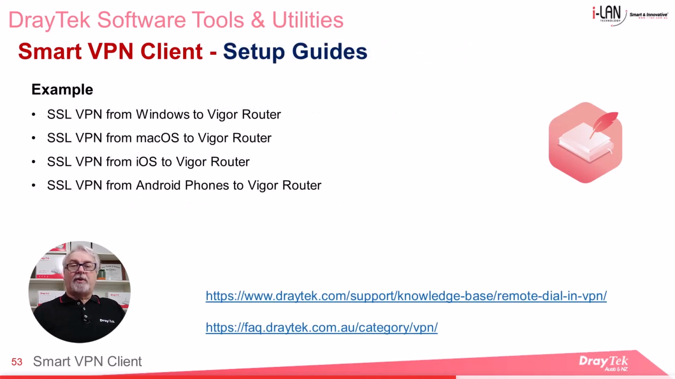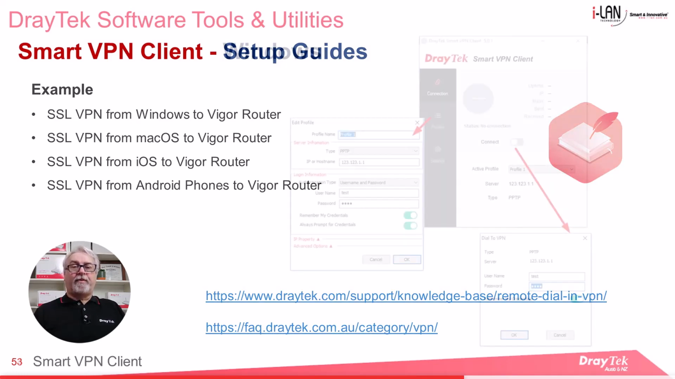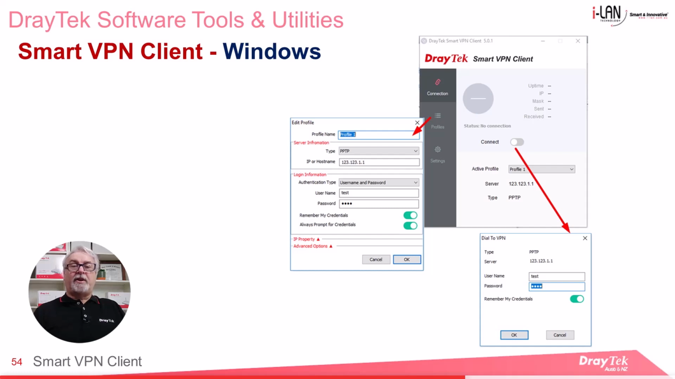There are several knowledge base articles available that cover different scenarios for setting up the Smart VPN client, and I'll include links to those below. For example, guides for setting up SSL VPN tunnels are available for Windows, Mac OS, iOS and Android devices. With the Windows version, you just need to create a new profile and enter details such as the VPN protocol to use, VPN server details and the authentication details.